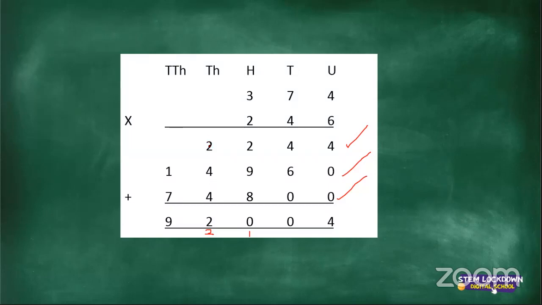So now we're going to add the thousands column. So 4 plus 4 is 8. 8 plus 2 is 10. And we carry our 2, which gives us 12. So we put our 2 here, and then we carry our 1. Okay, so then we have 7 plus 1 is 8. 8 plus 1 is 9. And this would be our final answer.